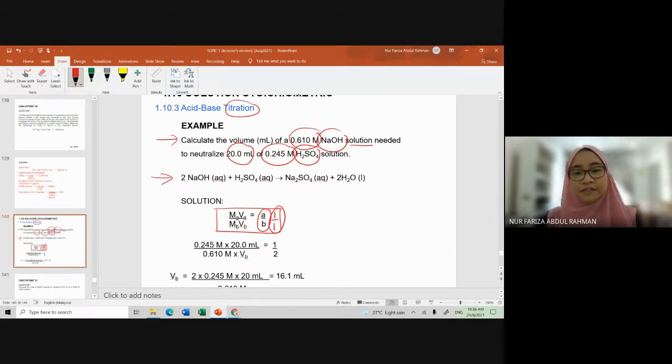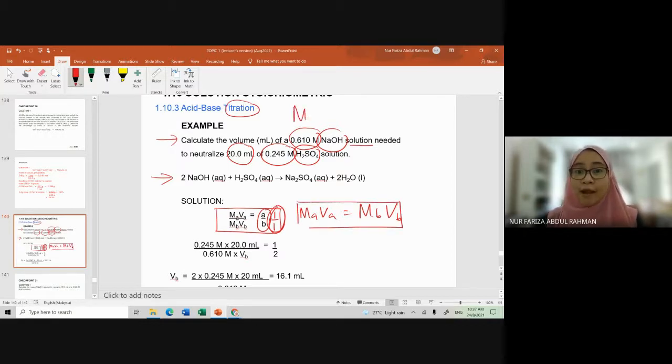Okay, if this ratio is 1:1, that means the acid and the base are reacting in a 1:1 ratio. That means then only it will become MAVA is equal to MBVB. It's because this is equal to the ratio of A and B, the ratio of the coefficients for acid and base is equal to 1:1, then only it will become MAVA equals MBVB.